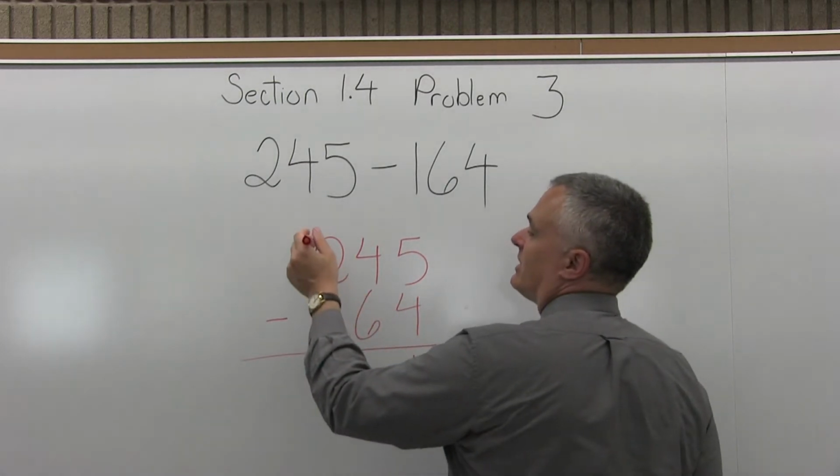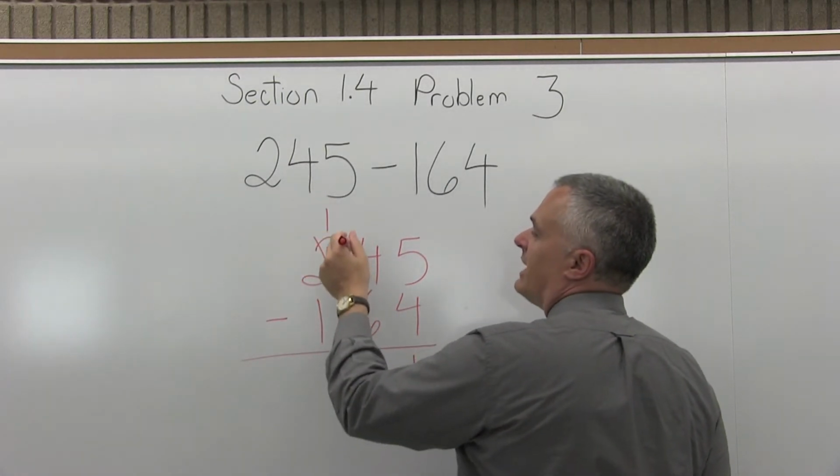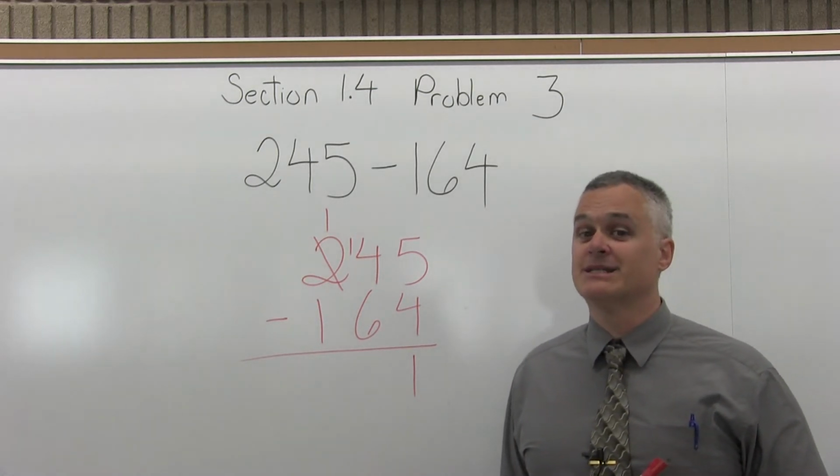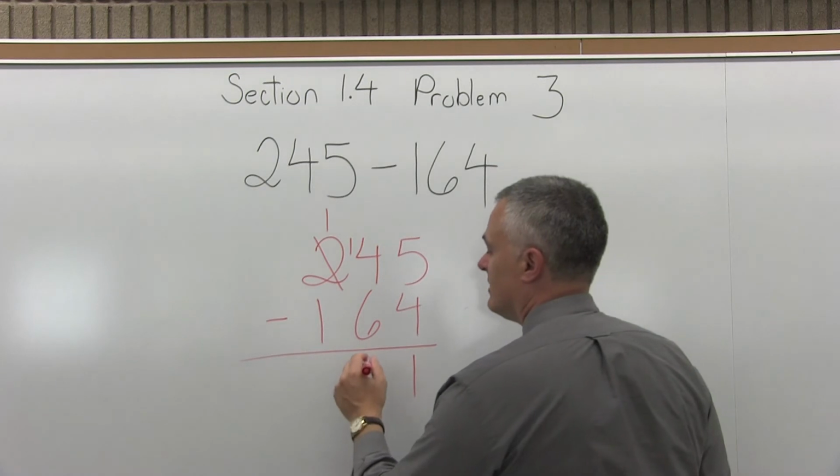The next digit to the left is a 2. I'll cross it out, make it a 1. And then I will change the 4 to a 14. Now it's 14 minus 6, which is 8.